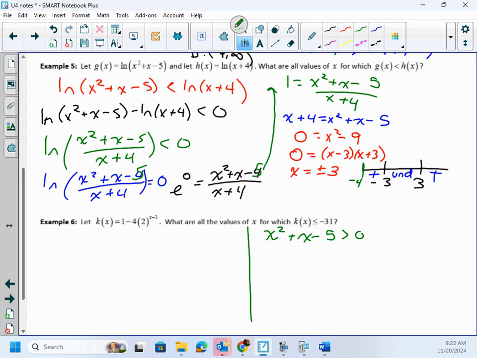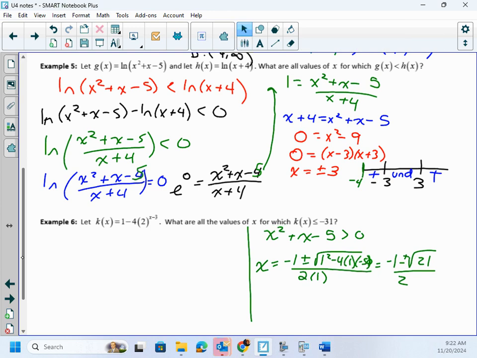But that doesn't factor. So you actually have to use quadratic formula, which is a pain. So x equals negative b plus or minus the square root of b squared minus 4 times a times c all over 2a. So negative 1 plus or minus the square root of 21 over 2. Now I am going to give some decimals here, because in the interest of where they land on the sign chart, it will be easier if we talk about them in terms of numbers.